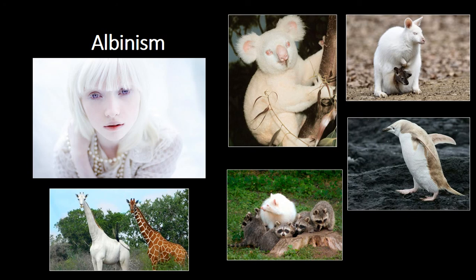As you can see, albinism is also common for such representatives of the animal world as a koala, kangaroos, penguins, giraffes, and raccoons.